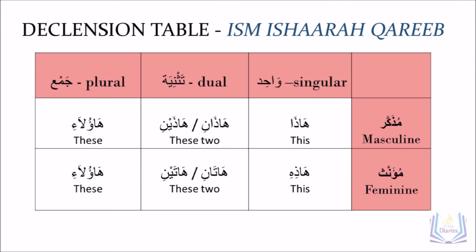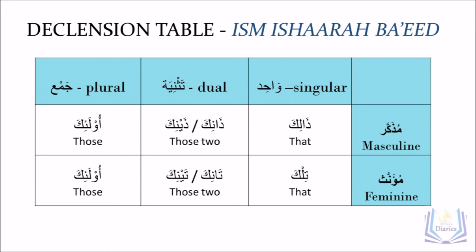Okay, now I will go over the table, but this time you say aloud with me. هذا هذان هذين هؤلاء هذه هاتان هاتين هؤلاء.